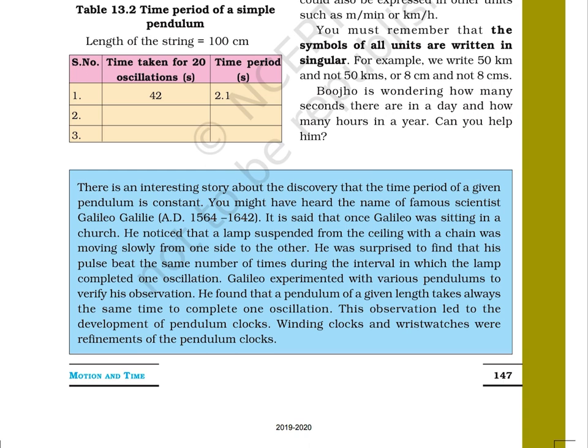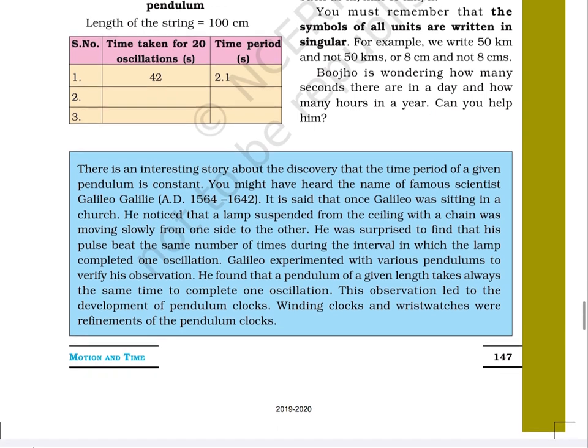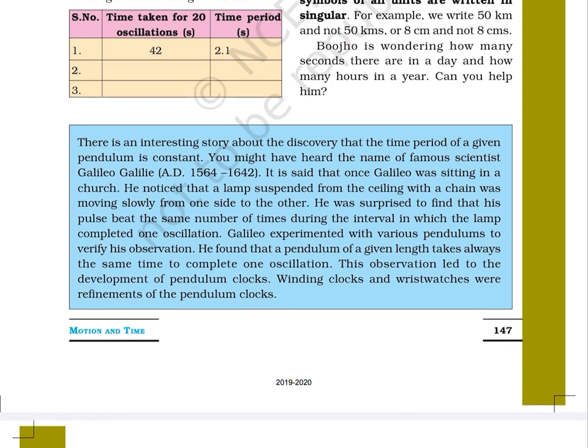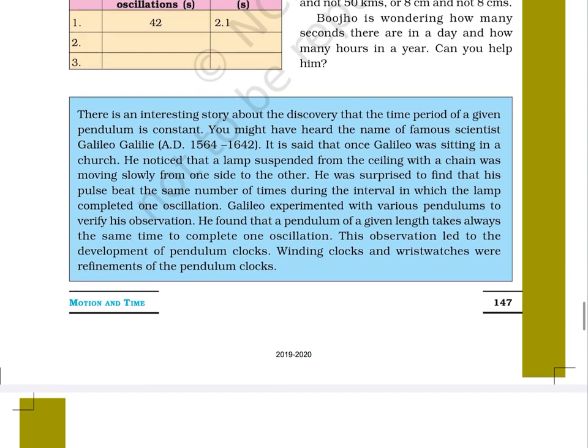He was surprised to find that his pulse beat the same number of times during the interval in which the lamp completed one oscillation. Galileo experimented with various pendulums to verify his observation. He found that a pendulum of a given length takes always the same time to complete one oscillation. This observation led to the development of pendulum clocks. Winding clocks and wristwatches were refinements of the pendulum clocks.